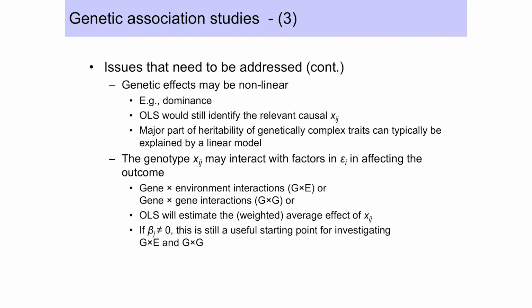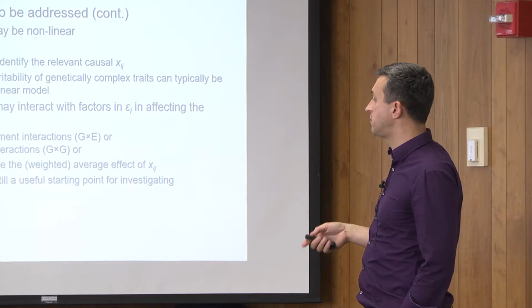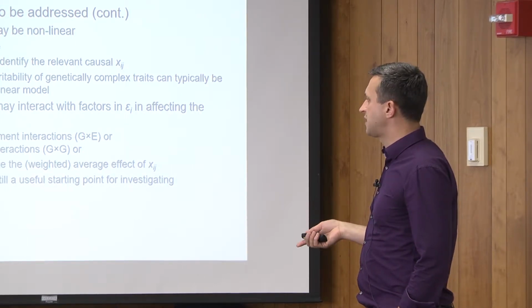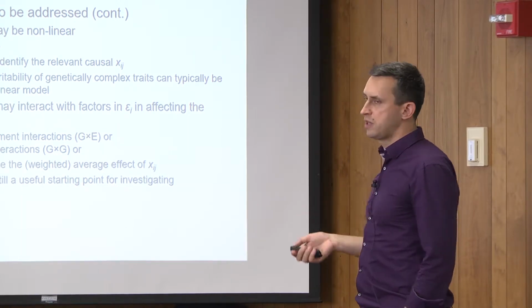Also, as I pointed out earlier, there's a possibility that a genotype may interact with various factors that are in the error term. This may be either environmental or genetic effects that are ignored because we're not running everything at the same time. If that's the case, OLS will give us the weighted average effect of that X. That's still useful as a starting point, because if we estimate that the beta of that genetic marker is not 0, this is a useful starting point for investigating if there is a G by E or a G by G effect.